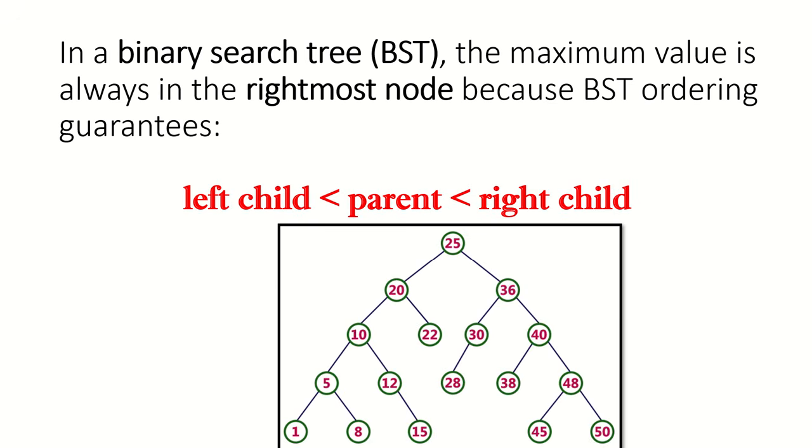So the next ADT is the find max ADT. We know that the maximum element in a binary search tree will obviously be present on the right side of the given binary search tree. That is the property of the binary search tree. If you look at this diagram, the maximum element in the given search tree is 50, which is present as the last leaf node in the right subtree.